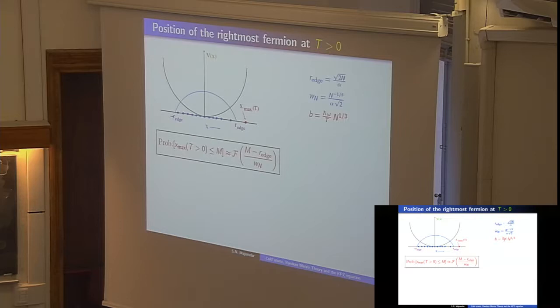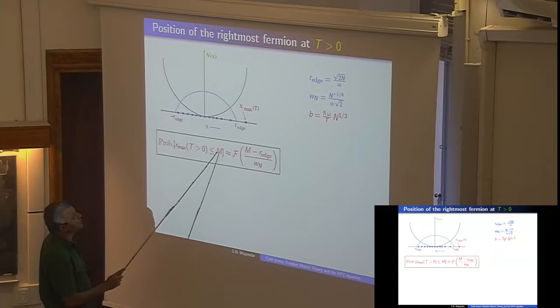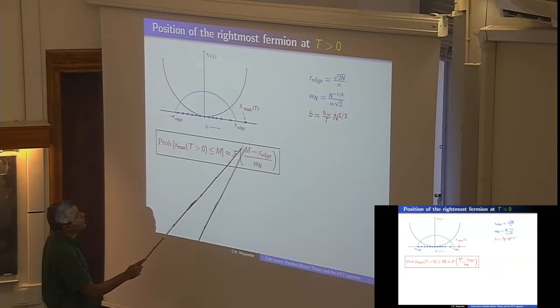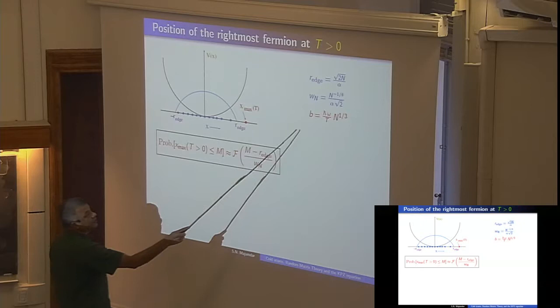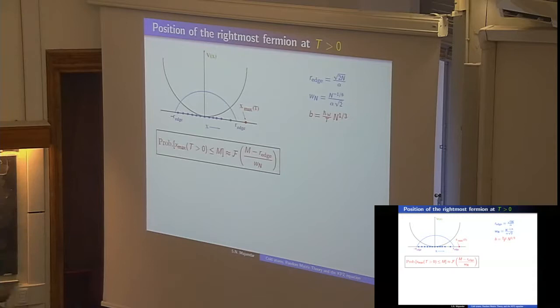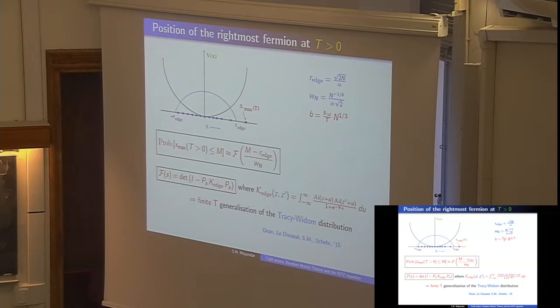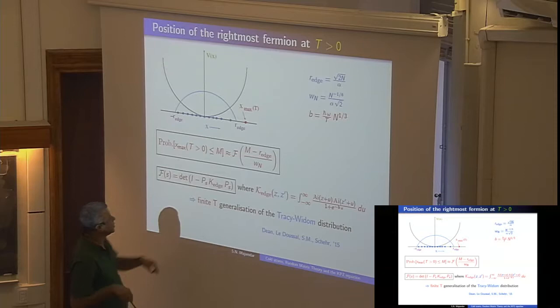So again, once you know this edge kernel and this determinantal process, the probability that this position is less than or equal to m, the cumulative distribution, you can write as a single scaling function of this scaled variable. Here R edge is precisely the zero temperature edge, and w_N is precisely the interparticle distance at zero temperature. And I set my temperature proportional to n to the power 1/3, keeping this parameter b fixed. So this scaling function is again a Fredholm determinant of this edge kernel, and P_s is a projector over the interval s to infinity.